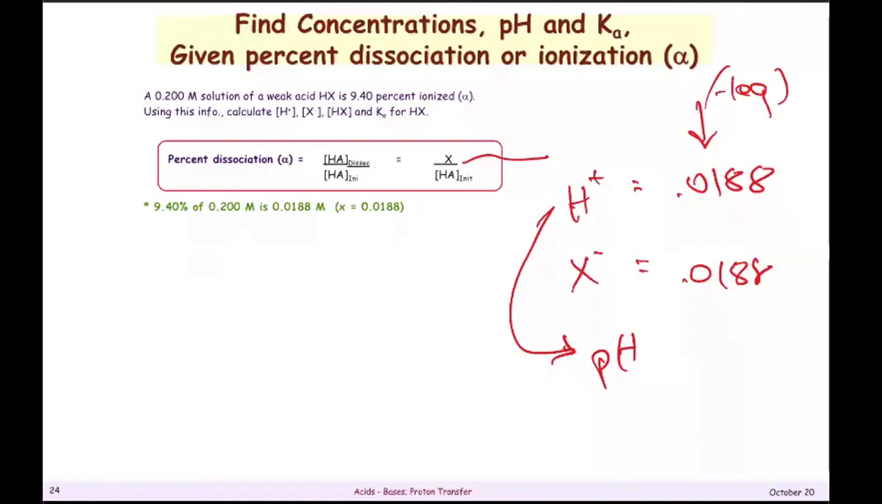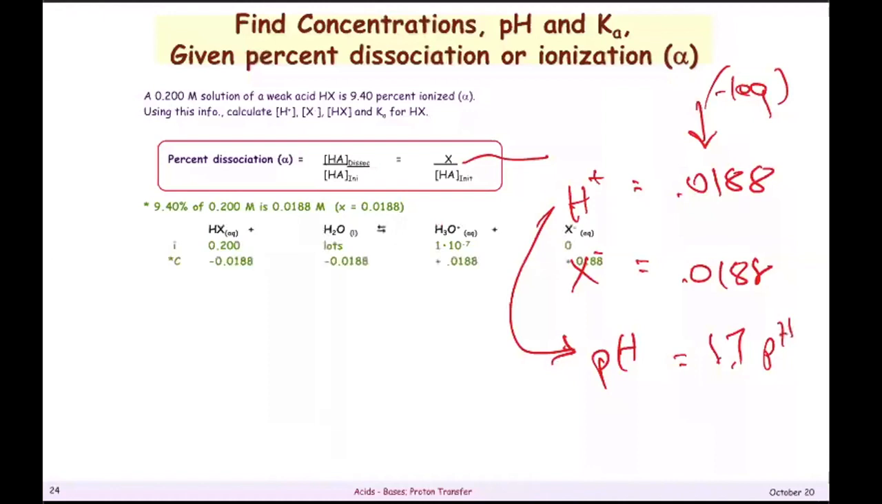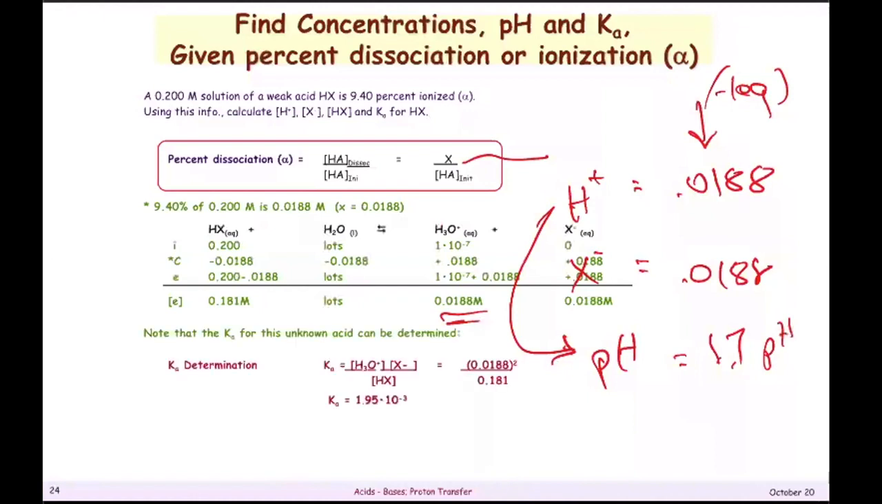If you take the negative log of 0.0188, then that comes out to 1.72. That's the pH of that particular solution, because that's the concentration of this particular chemical. So we can see that right here, and that's going to be the answer, and that's the concentration, 0.0188 of my hydronium. And you can calculate the Ka, like I said, because you have these. You can plug it back in and calculate the Ka, but the pH is going to be based on this value right here.